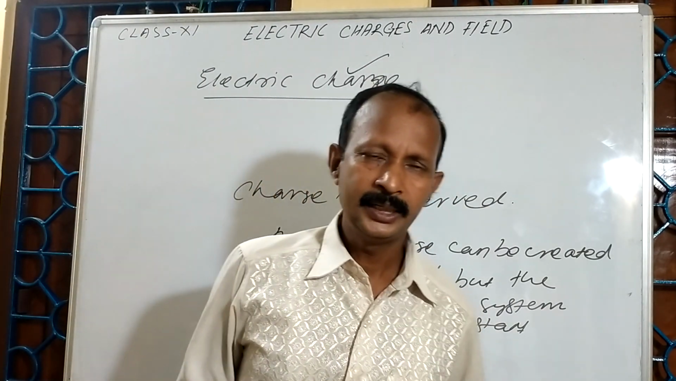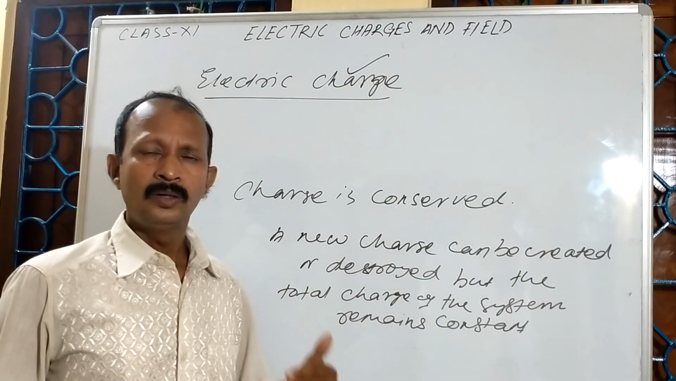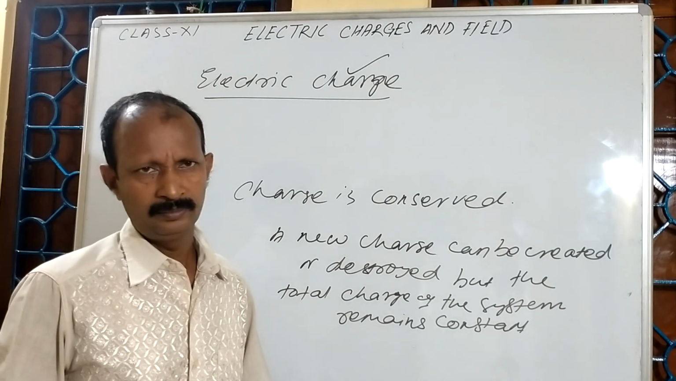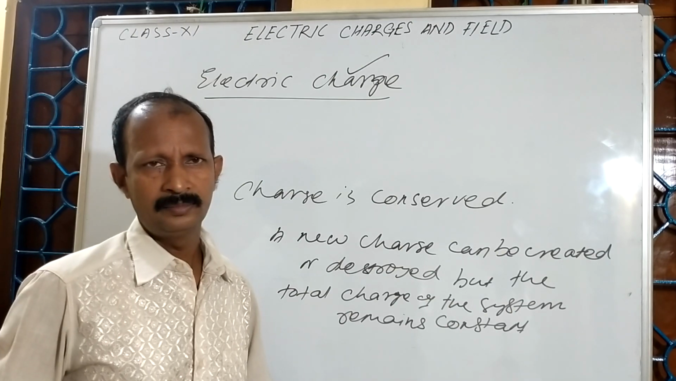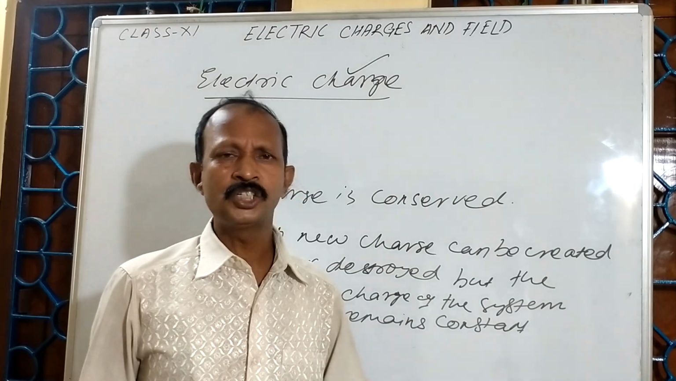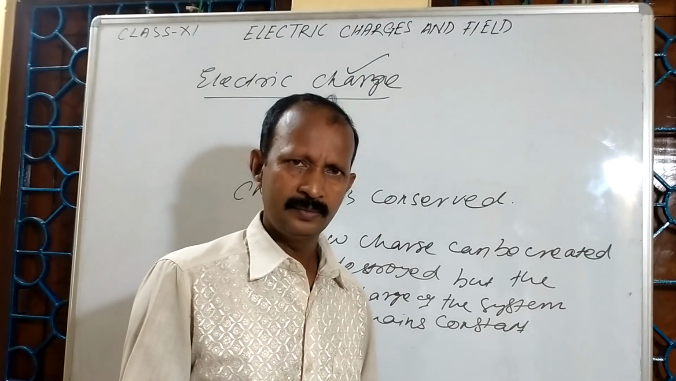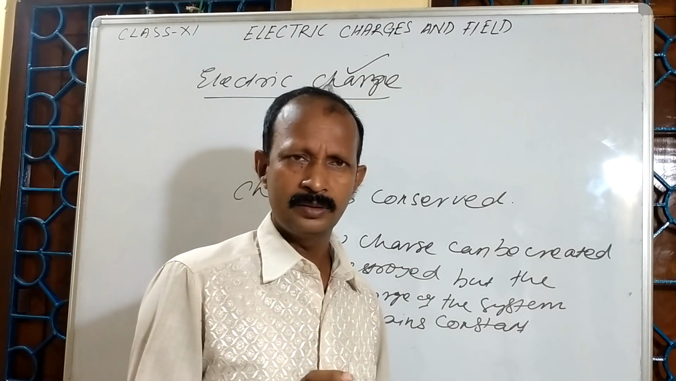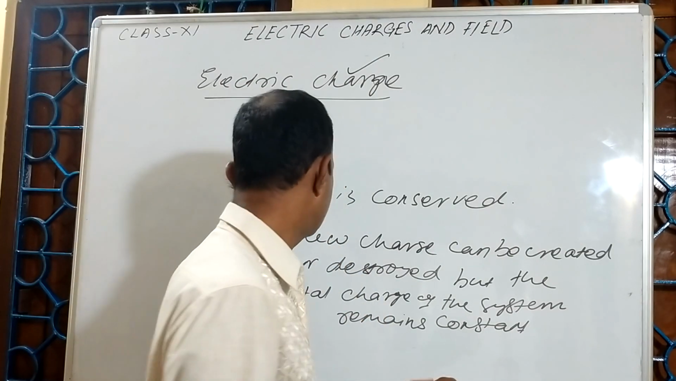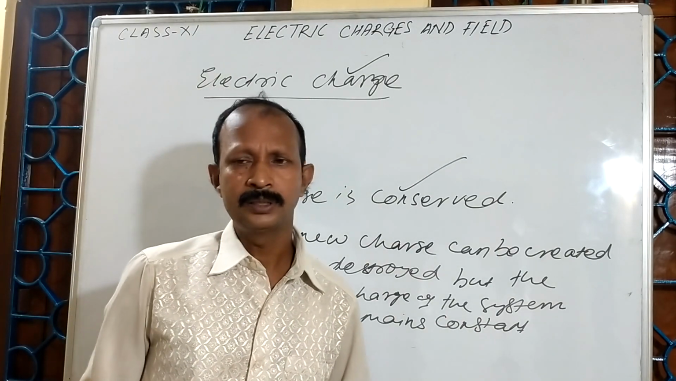We have studied in beta decay that one proton converts into a neutron and an electron, no doubt. But the total charge of the system remains constant. We can create charges, no doubt, but the total charge of this system is conserved. So I have written that charge is conserved.